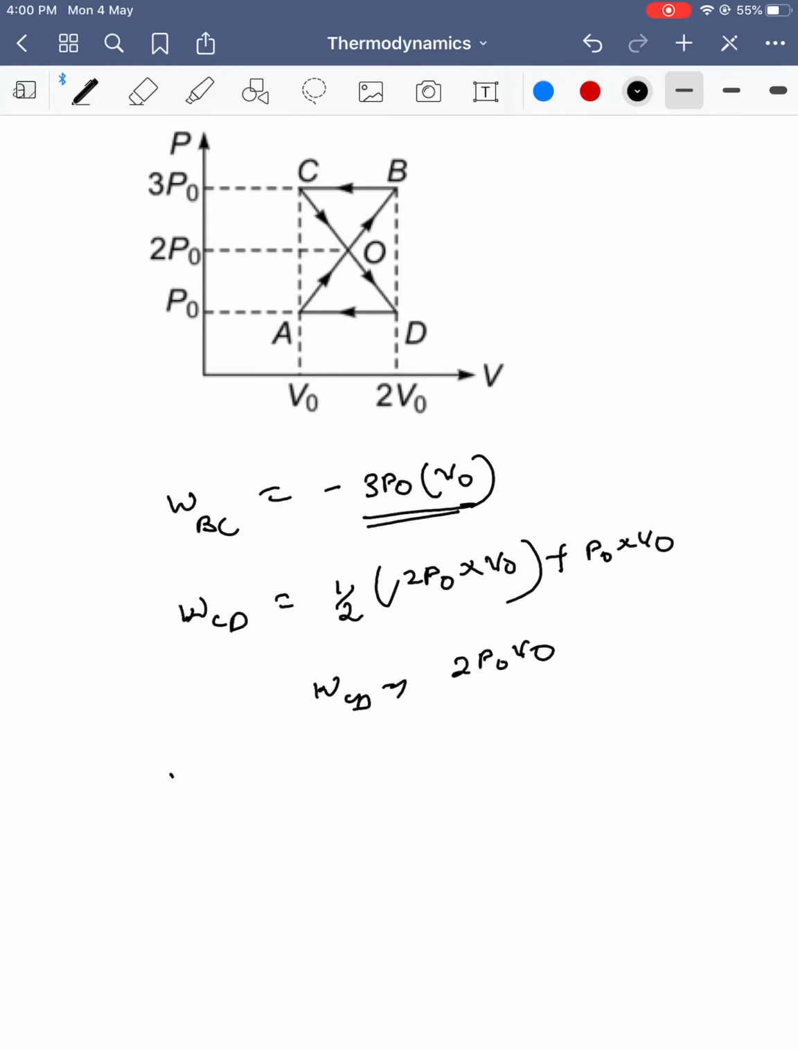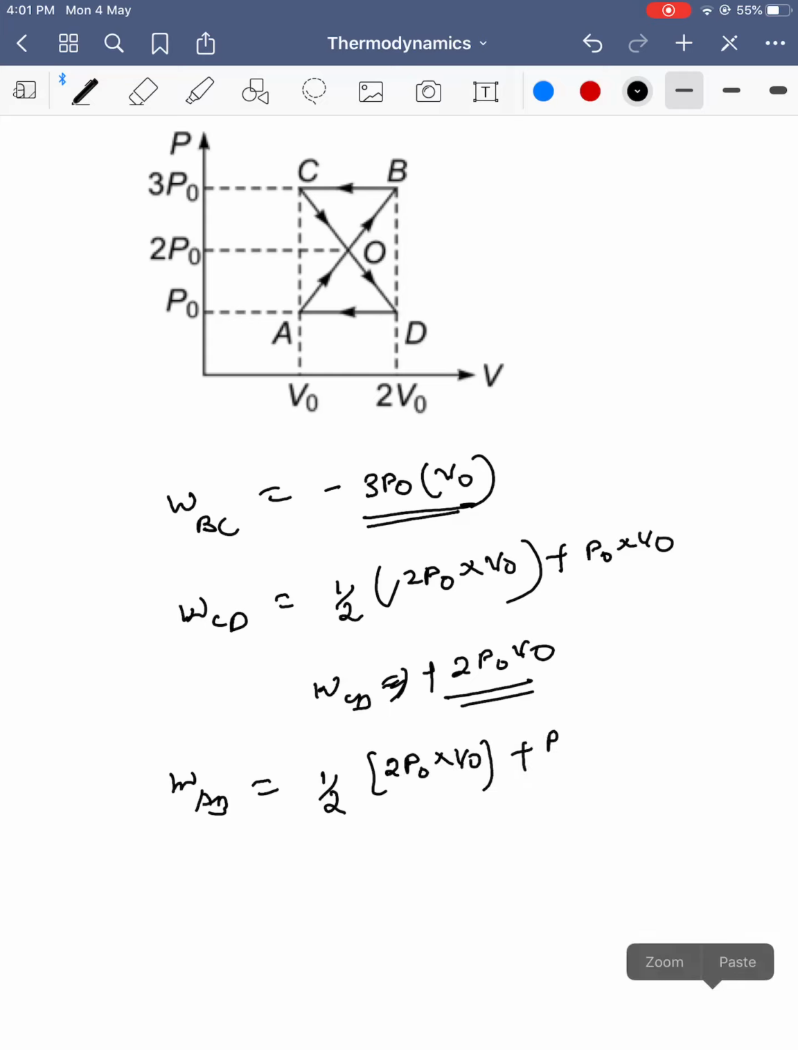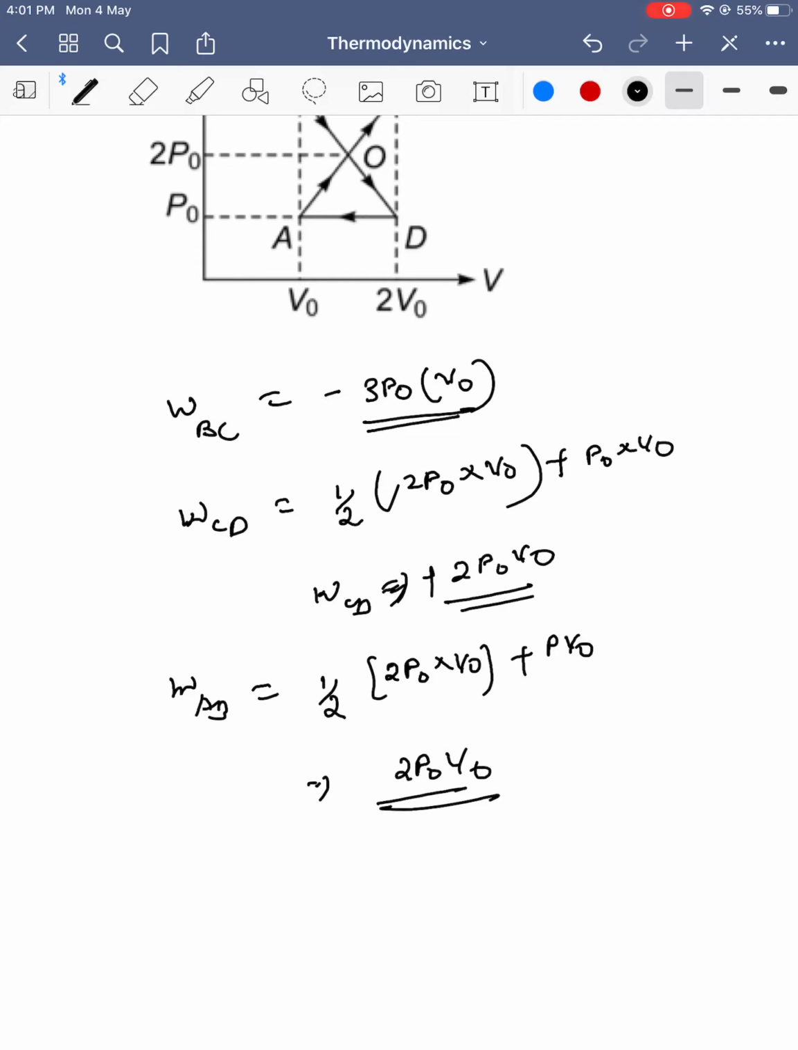And what is the work done from A to B? This is also positive work. Work done from CD is also positive work because we got the sign positive. Work done from AB is equal to half P0, so what is the height? 2 P0 V0 plus width is P0 into V0. So it is equal to 2 P0 V0.